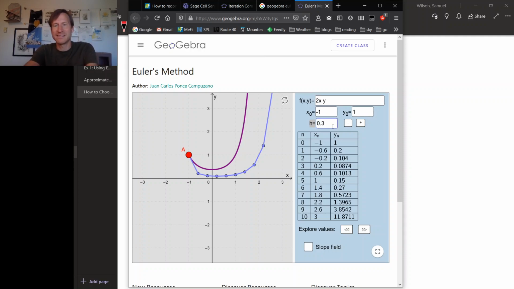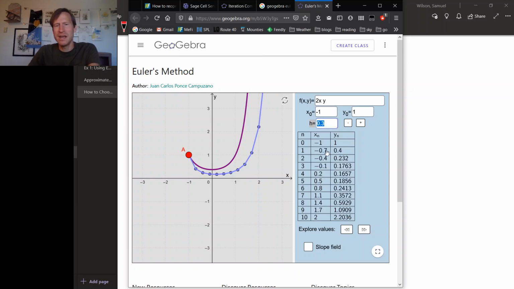And so we can make this step size smaller, 0.3. And you can see as we decrease the step size, the approximate solution is getting closer and closer to the exact solution. And that's pretty much what we expected, so it's good to see it happen in practice. Make the step size even smaller, you get a better approximate solution, and smaller, you get a better approximate solution.